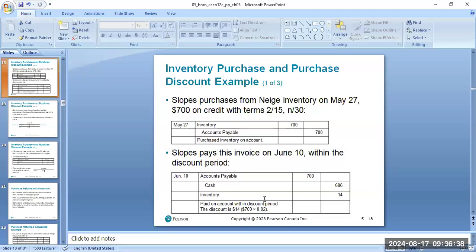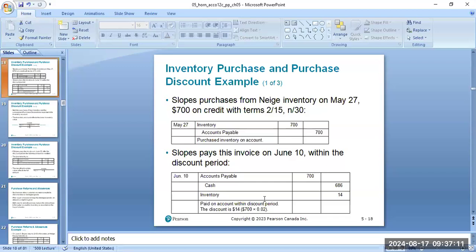How many days do we have? Obviously May 27, May 28, May 29, May 30, May 31st. That's 5 days. And we have another 10 days in June, so 15 days. So the buyer is paying within the discount terms. For that reason, the buyer doesn't have to pay the full amount. They can enjoy a 2% discount.